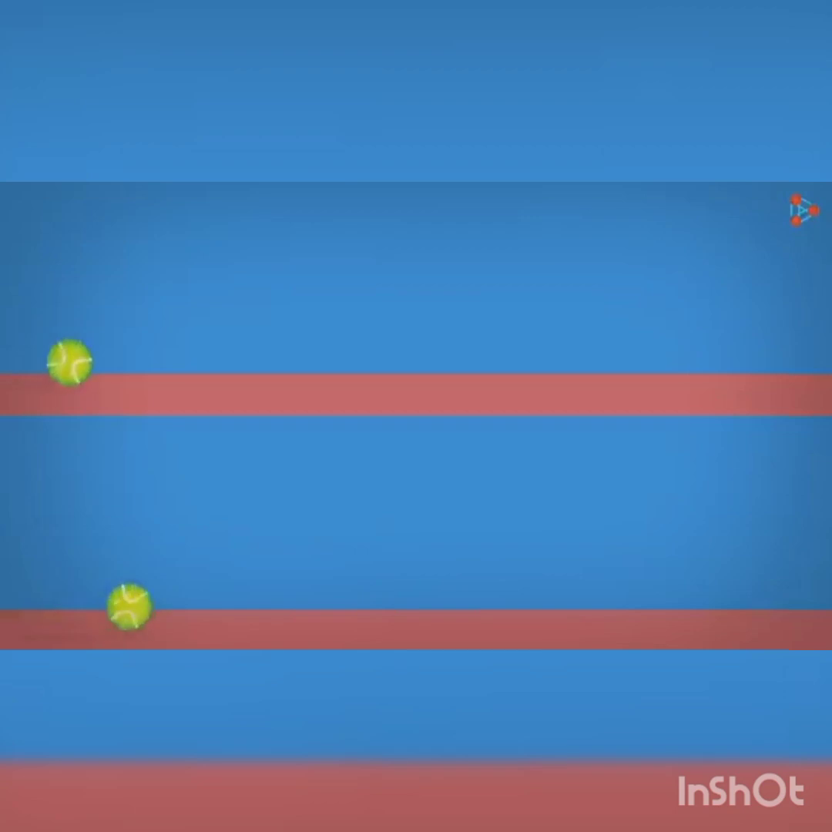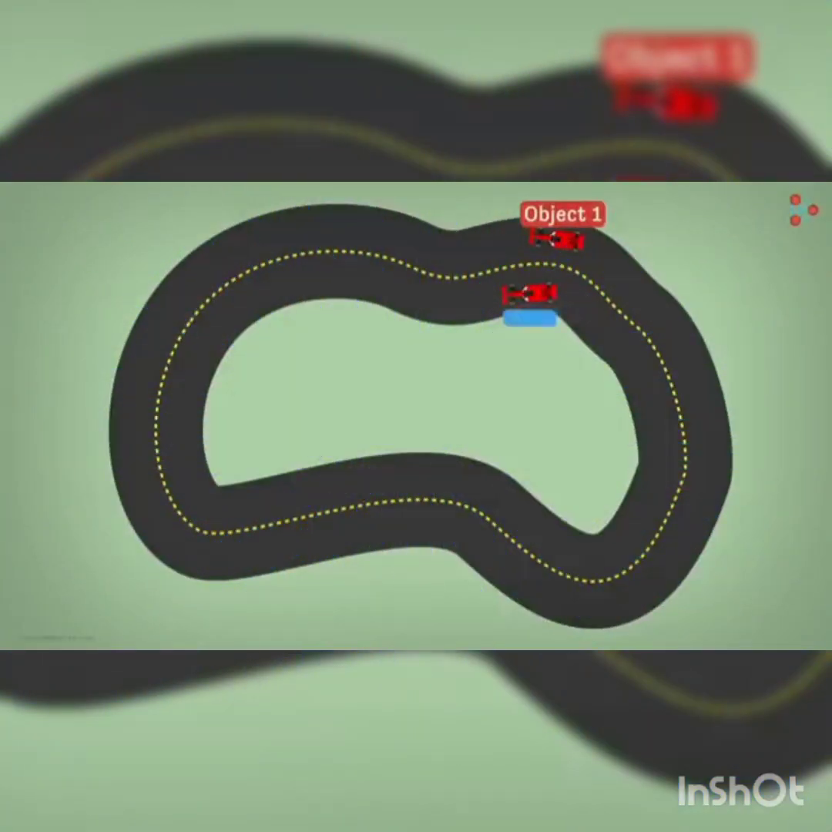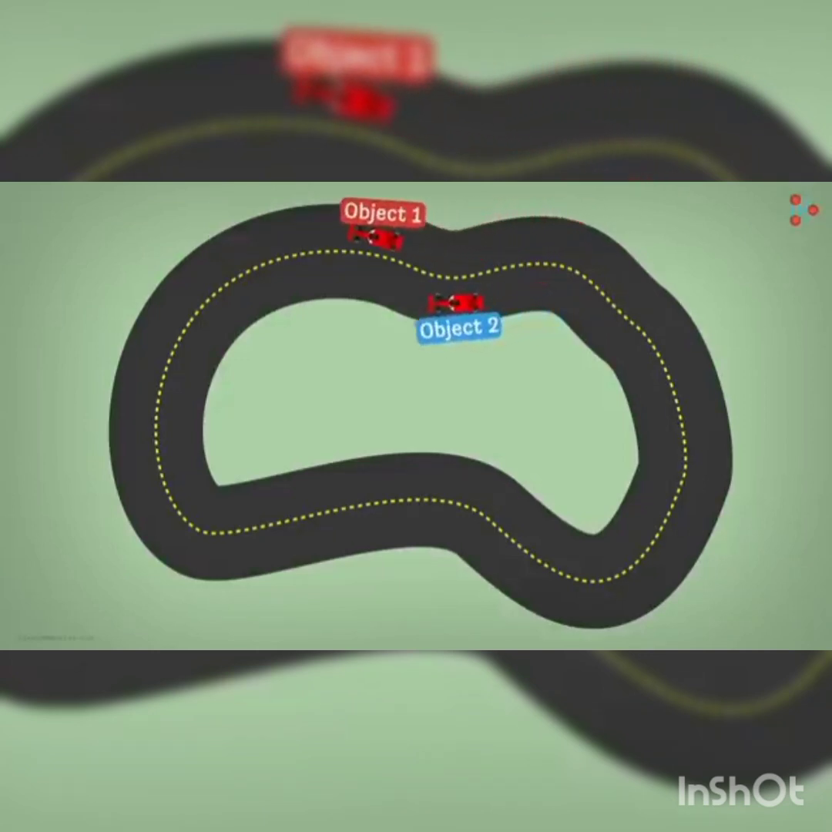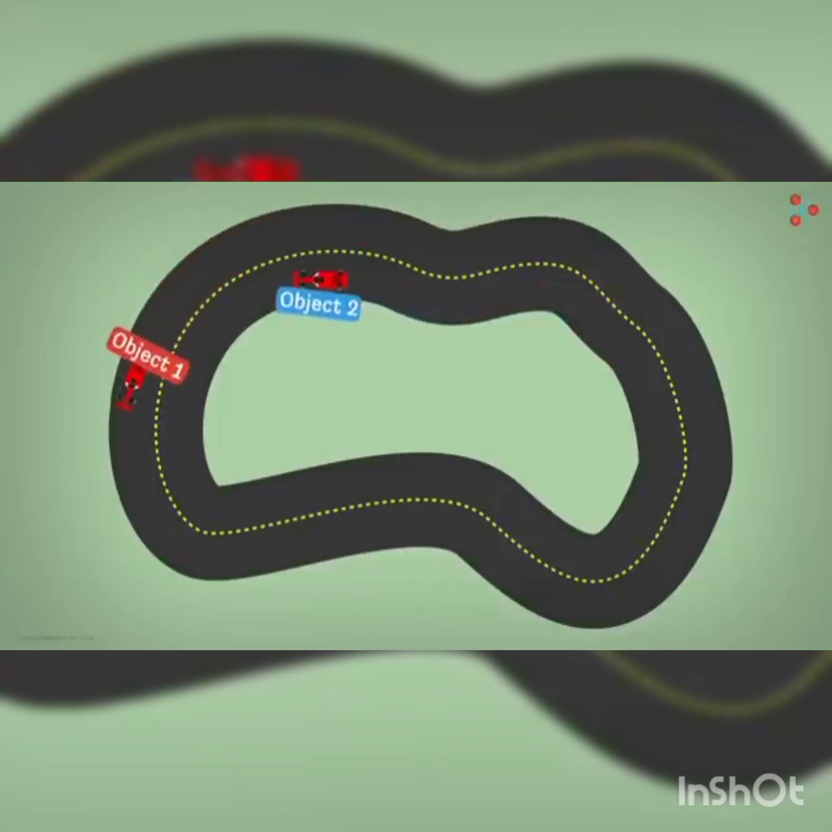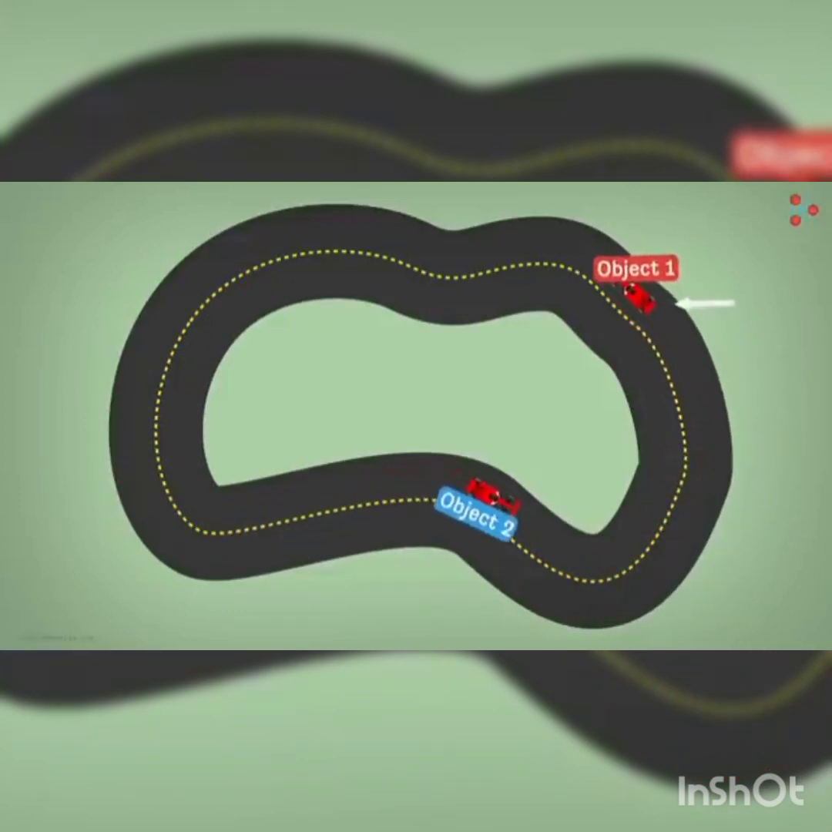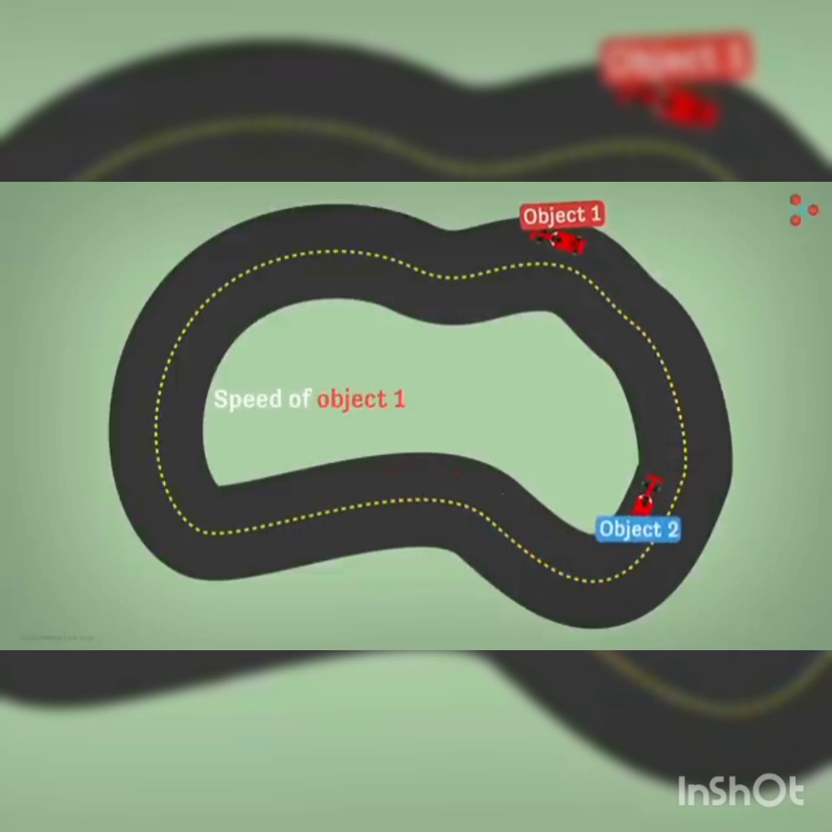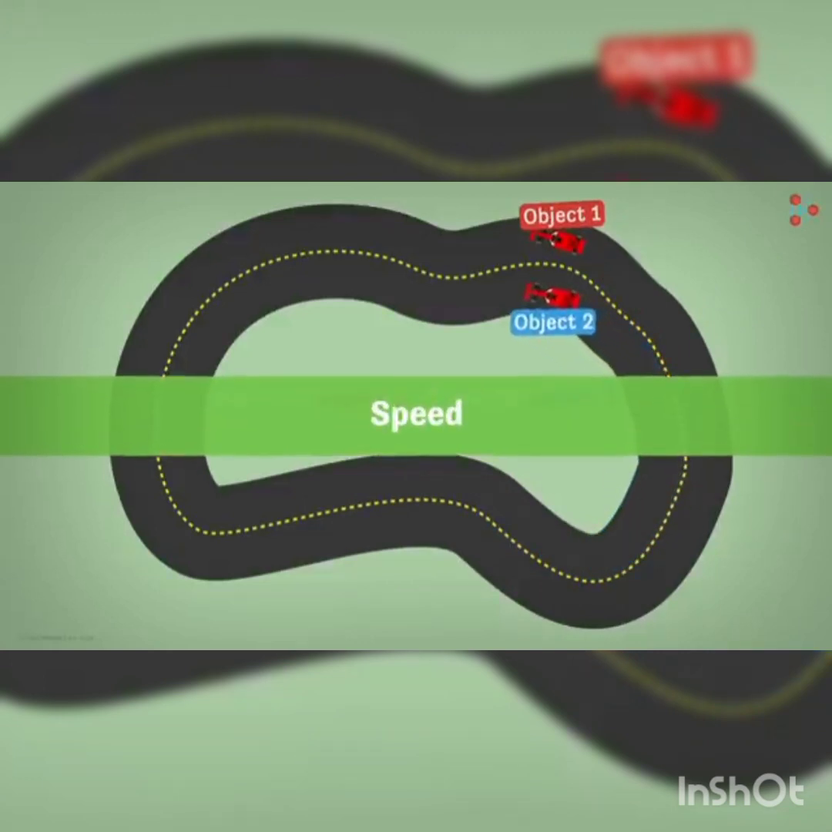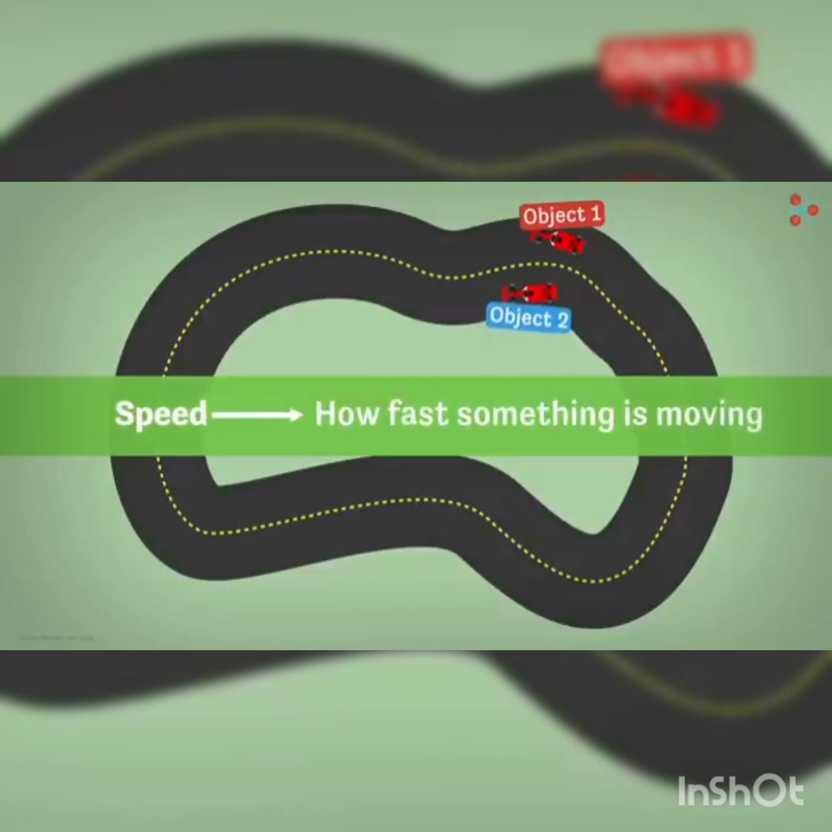Is an object in motion traveling faster or slower than another object? Consider two objects, Object 1 and Object 2, both moving along the same path. Just by looking at their motion, can you tell me which one of them is moving faster? Clearly, this one is moving faster. In comparison to Object 1, Object 2 keeps lagging behind. Hence we say that the speed of Object 1 is more than the speed of Object 2. Speed is that physical quantity which tells us how fast something is moving.